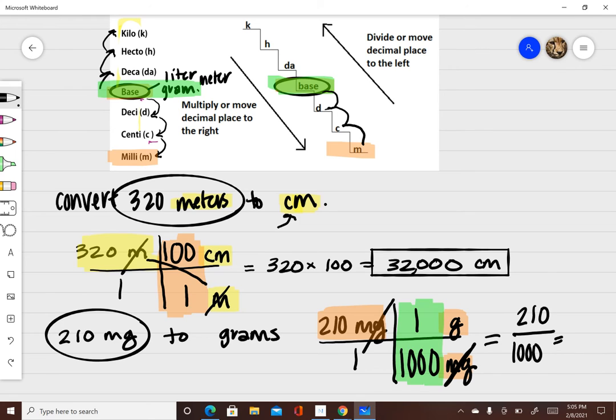So my final answer should be 0.21 grams. Okay, right? 210. Yeah. Miss Peterson isn't crazy. And that's my final answer.